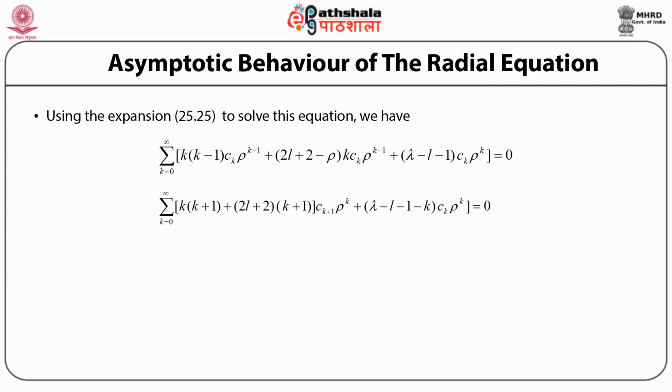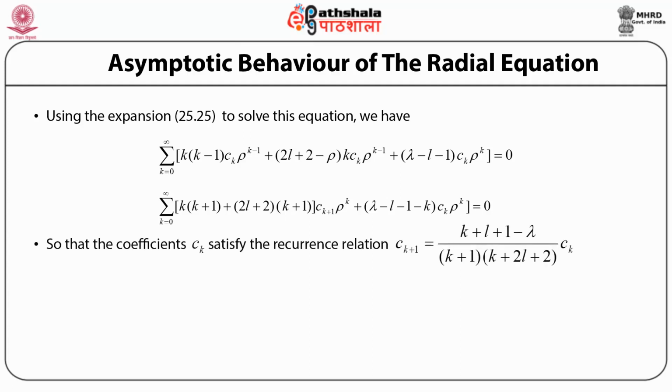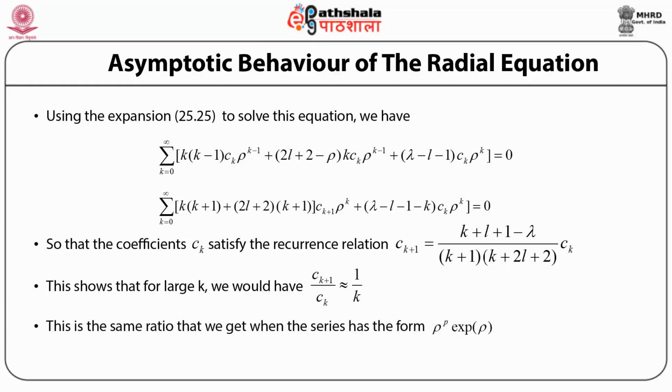so that the coefficients c_k satisfy the recurrence relation c_{k+1} equal to k plus L plus 1 minus lambda divided by k plus 1 multiplied by k plus 2L plus 2, multiplied by c_k. This shows that for a large k, we would have c_{k+1} divided by c_k approximately equal to 1 by k. This is the same ratio that we get when the series has the form rho to the power p exponential rho, where p has a finite value.